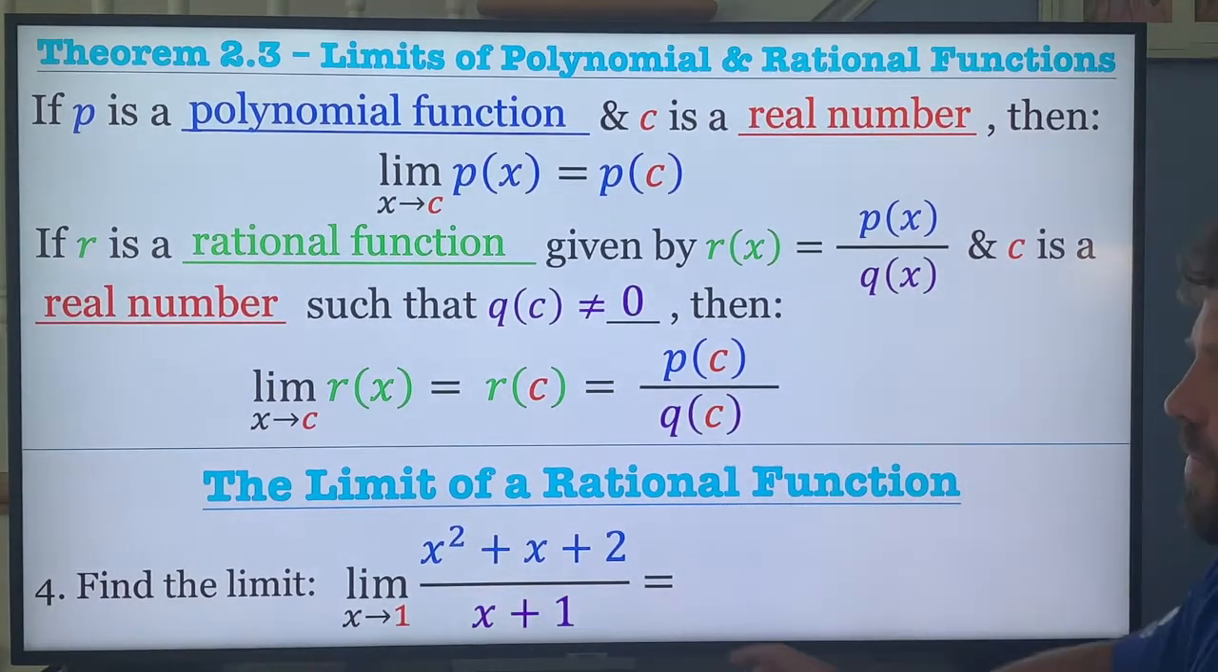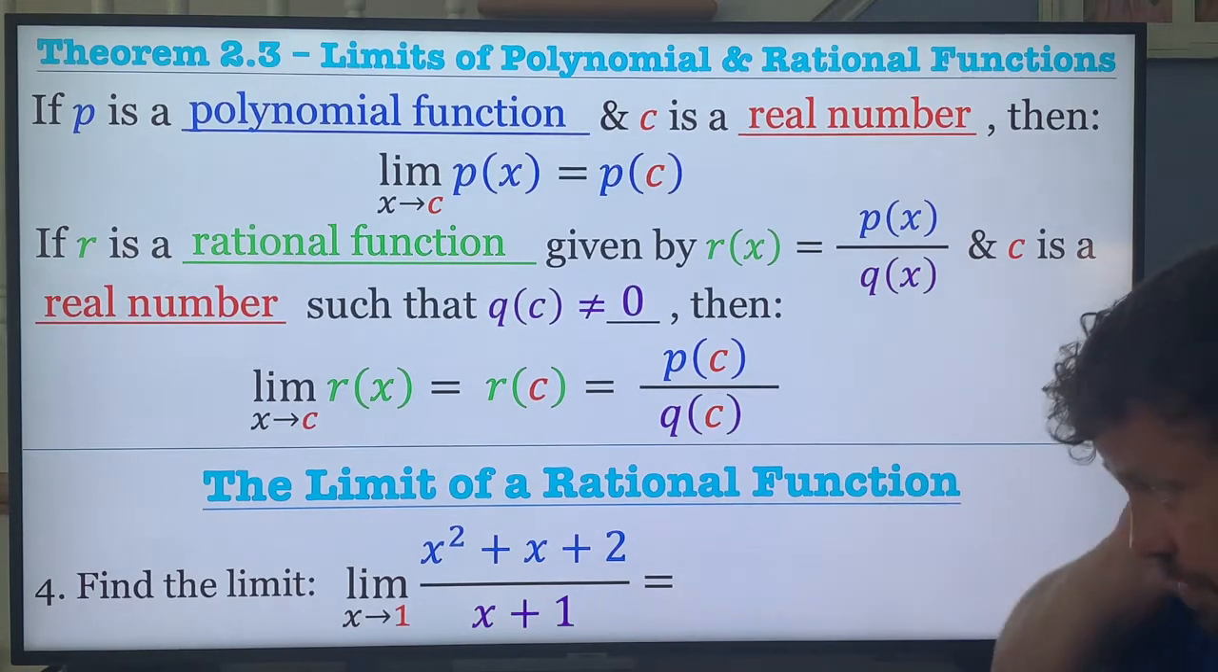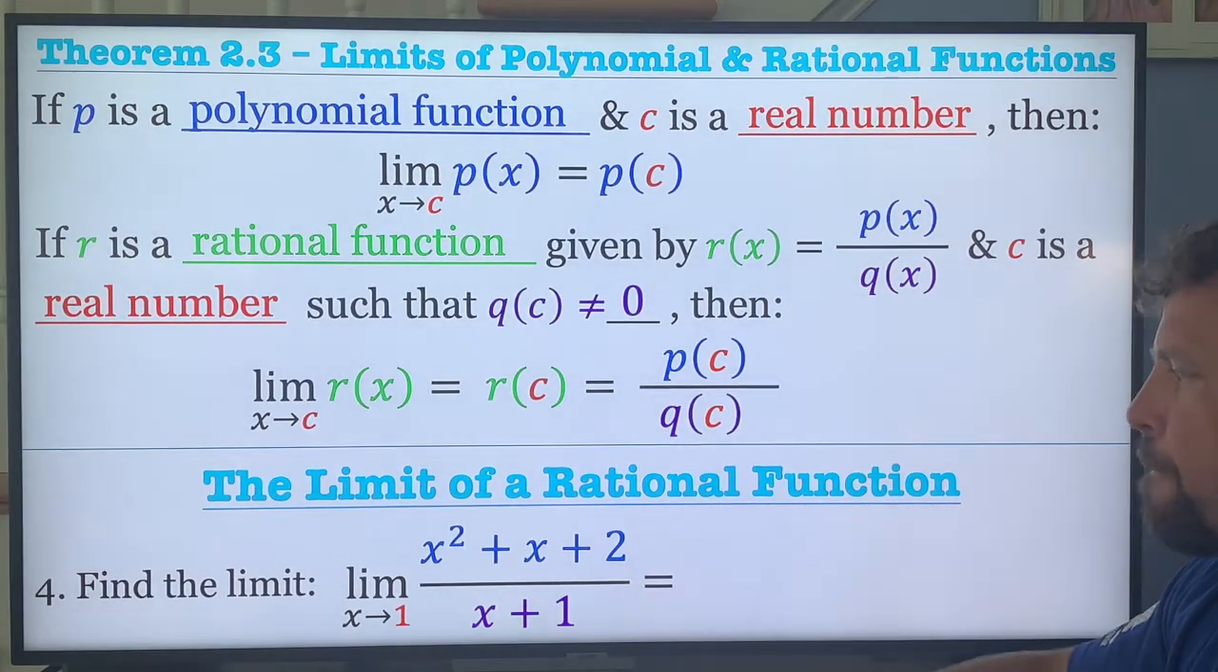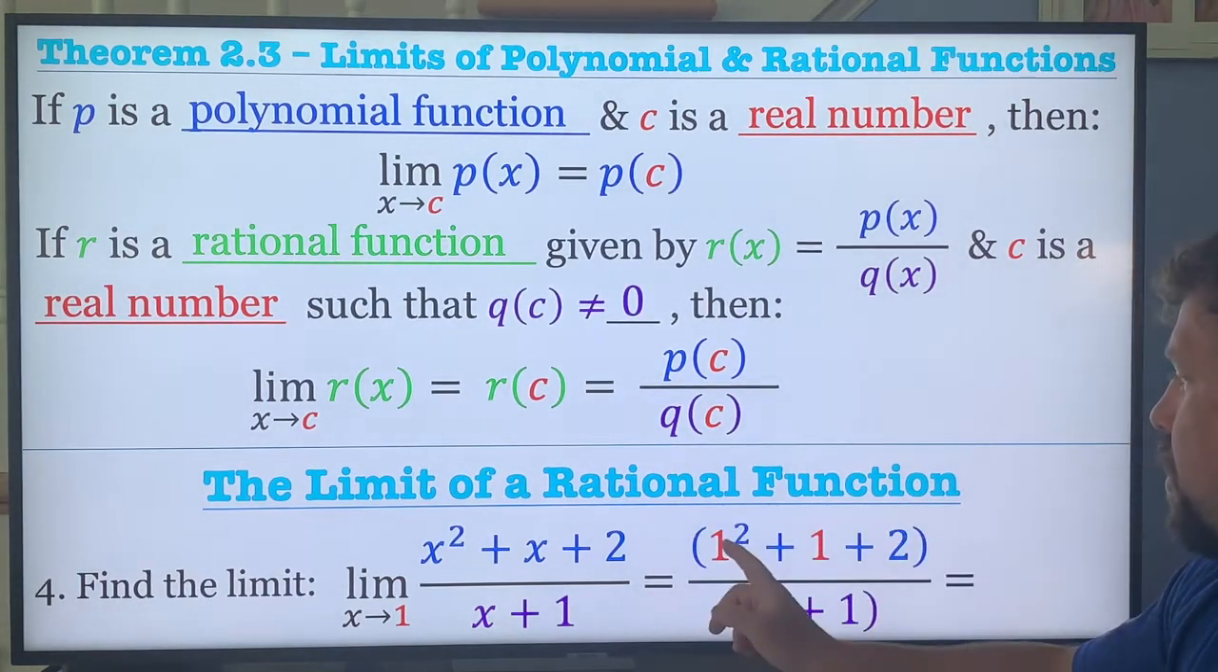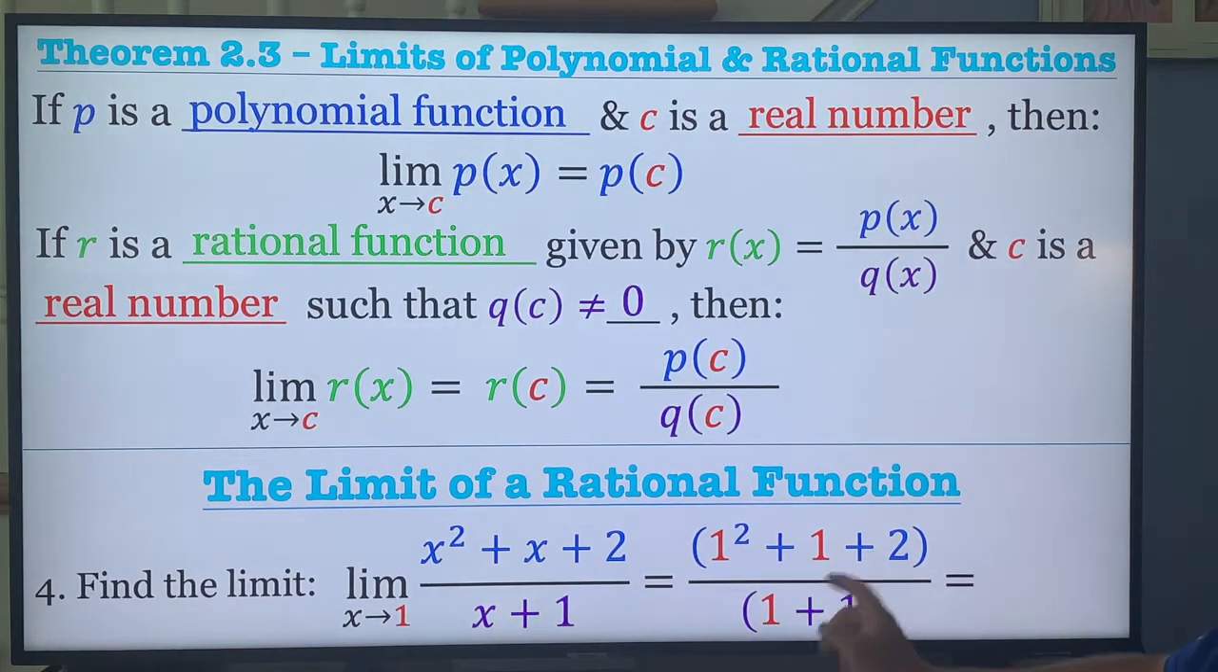The limit of a rational function. So let's look at this real quick. What do you do? Plug the 1 in. 1 squared plus 1 plus 2 over 1 plus 1. 1, 1, 2 is 4. 1 plus 1 is 2. 4 divided by 2 is 2. Doesn't seem too difficult, does it?